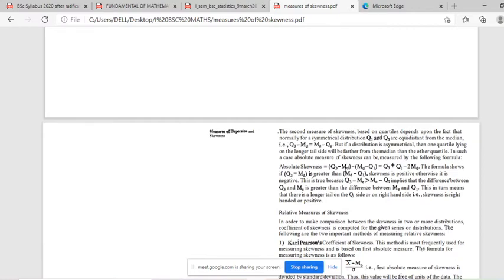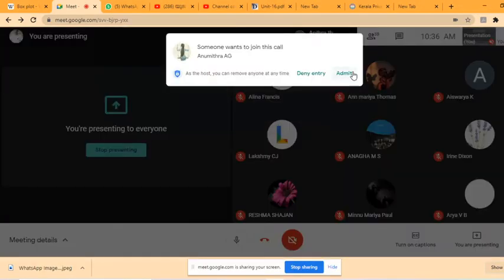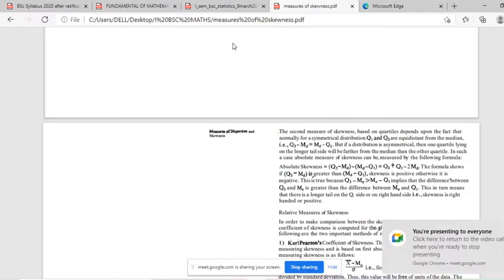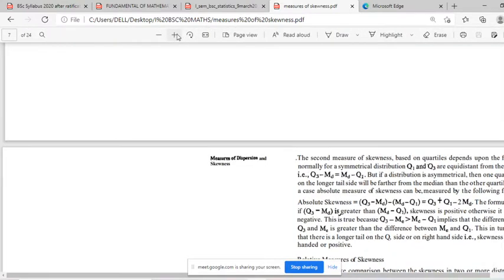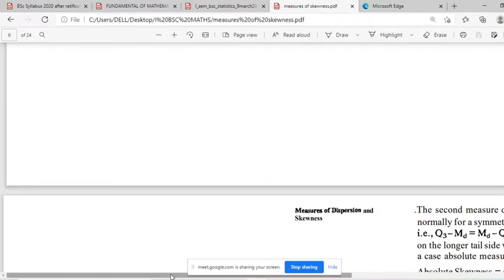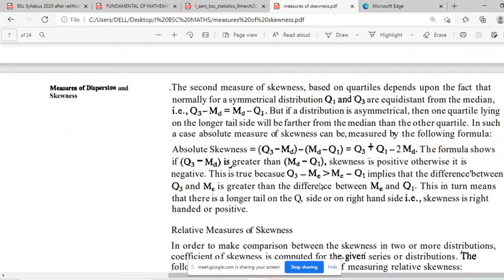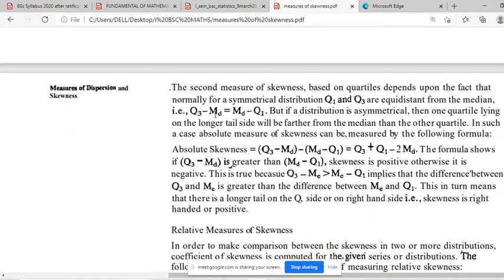Here you can see Q3 minus the median, that means Q3 minus Q2, equals Q2 minus Q1. Q2 is the median, denoted as MD. So Q3 minus MD equals MD minus Q1 for a symmetrical distribution. For a non-symmetrical distribution it will be different.